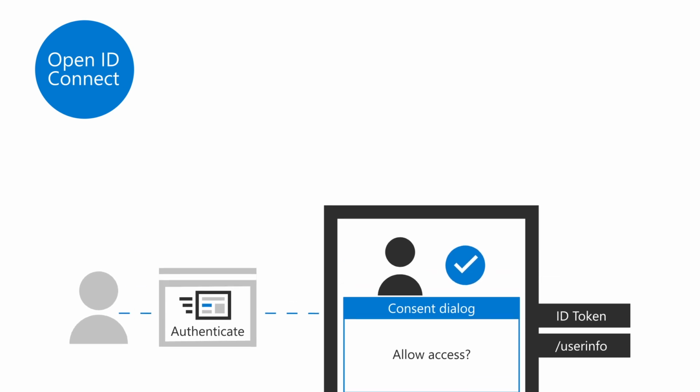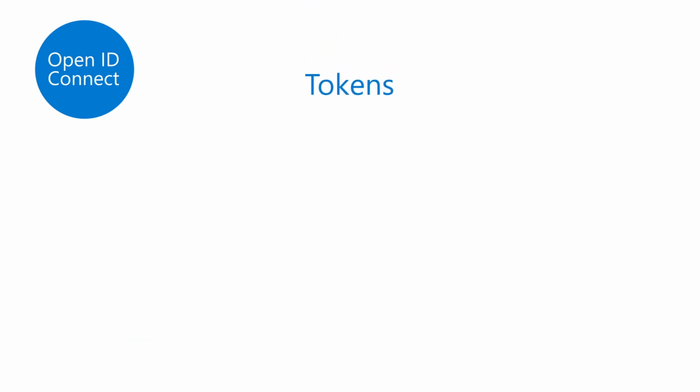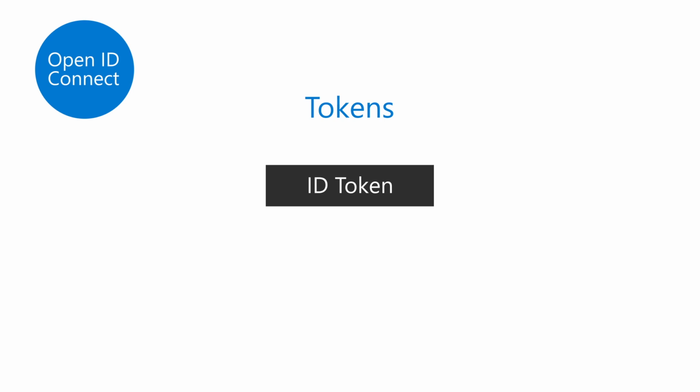When working with OpenID Connect, you will hear the names of certain tokens. Here are the tokens you need to know about. First, the ID token is what contains the user's identity. This token is what a client receives from the authorization server, and the client uses this token to get basic information about the user, who the user is.